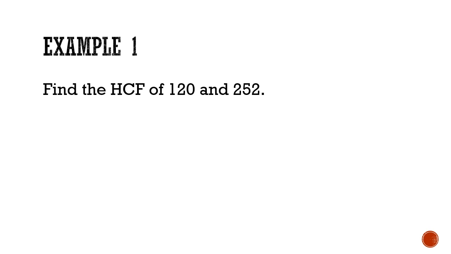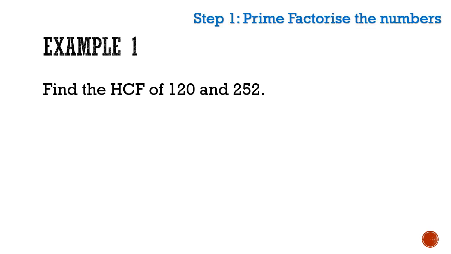So now I'm going to walk you through the steps of finding the highest common factor of two numbers using example 1. Here we want to find the HCF of two numbers, 120 and 252. So the first step is to prime factorize these numbers, and we can use the ladder frame.